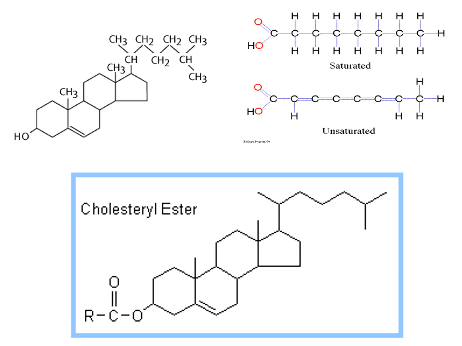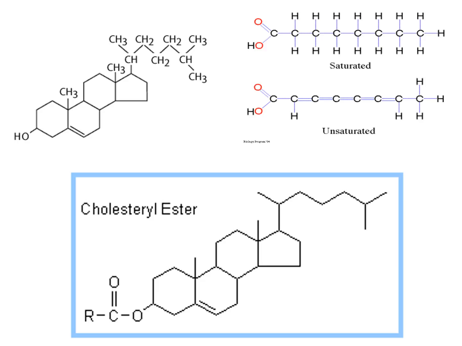Okay, a quick review of some fats. Upper left, you see cholesterol. Upper right, you see two fatty acids, saturated and unsaturated. Where saturated, all the carbon bonds are full of hydrogen. And then you can bind a fatty acid to cholesterol, forming what's called a cholesterol ester.